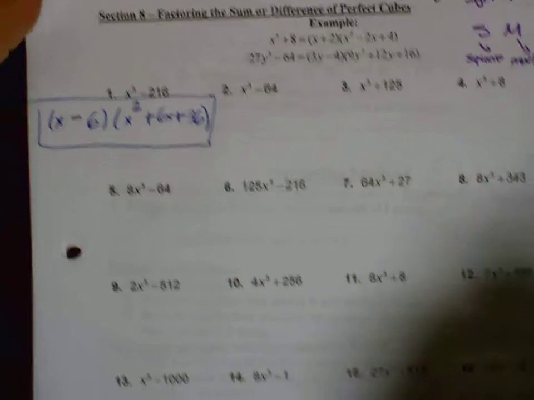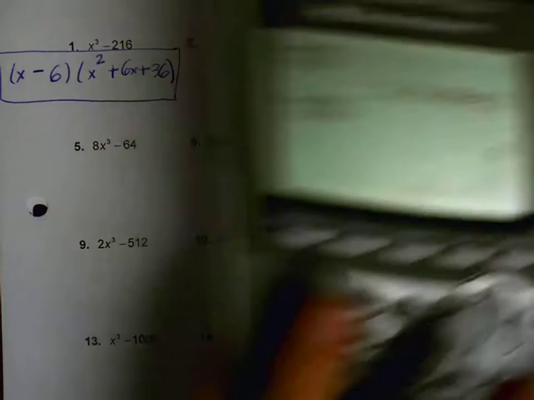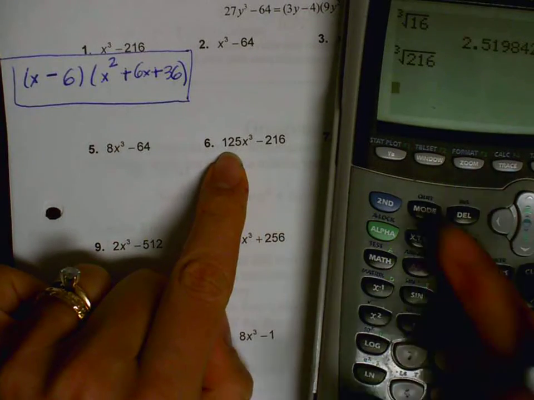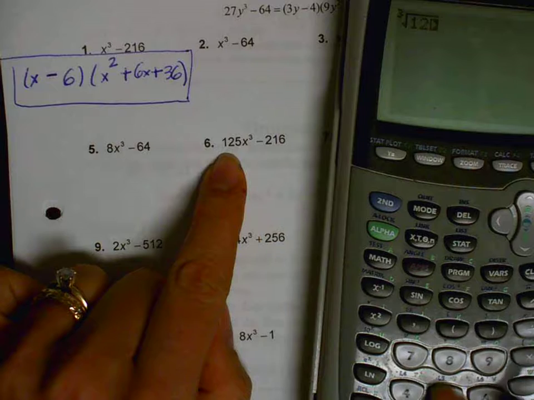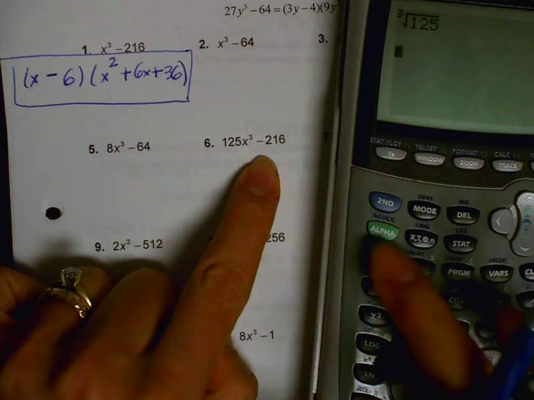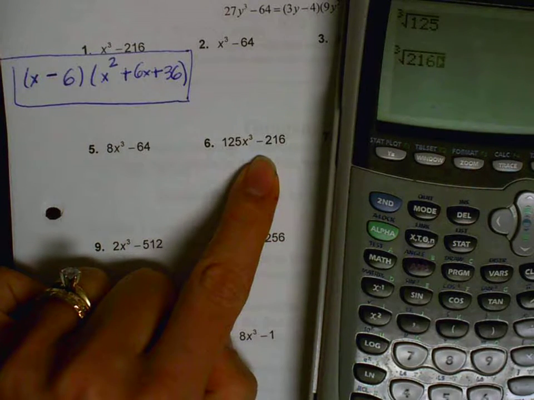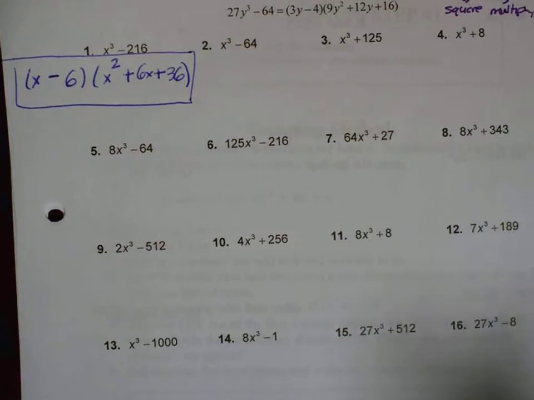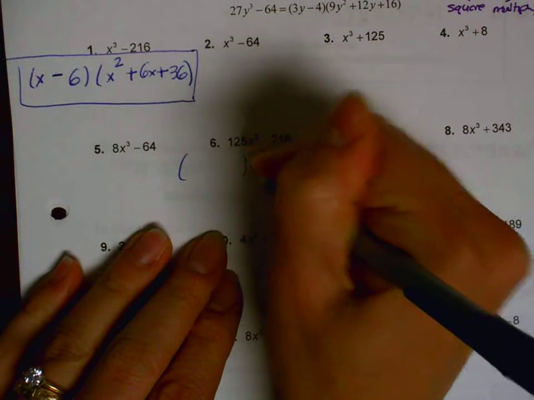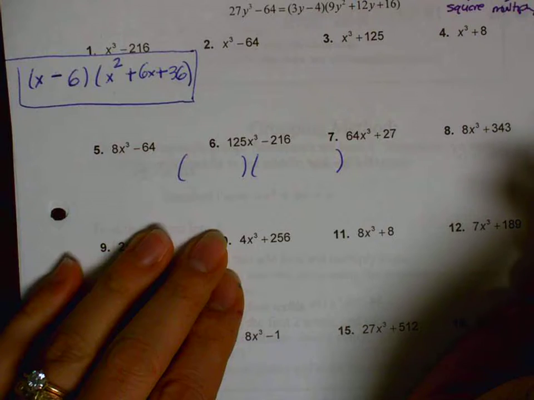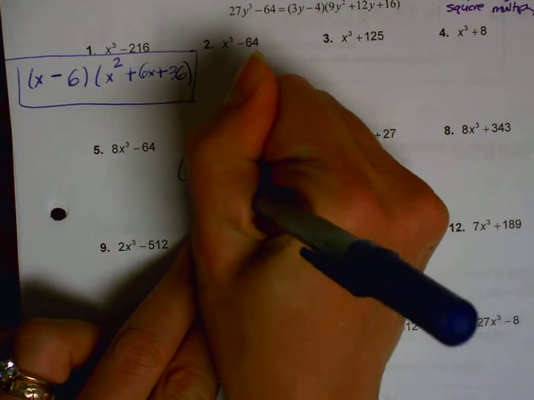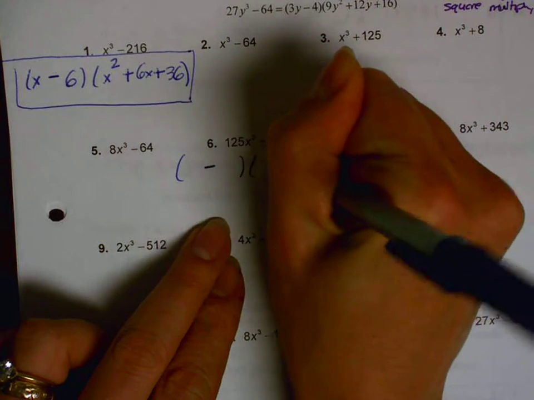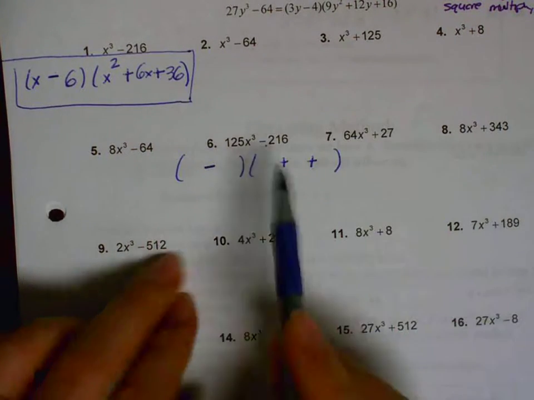Let's look at number 6, for example. First of all, let's check and see, is that a perfect cube? We do math 4, 125. Yep. And math 4, 216. They're both perfect cubes. We're good to go. So I'm going to draw in my parentheses, and I've got minus again. So same sign, opposite sign, always positive.